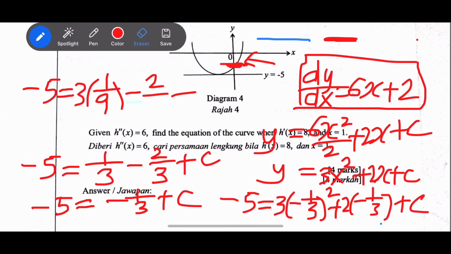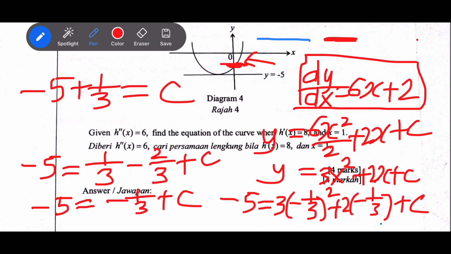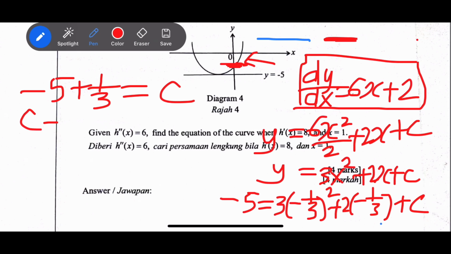So then the c is actually negative. Obviously, you can see the y-intercept for the curve is actually below the 0. Yes, c is negative 5 plus 1 over 3, which is negative 15 plus 1 over 3. So the c is negative 14 over 3. When I see c is negative 14 over 3, I'm very confident because if you look at the graph and the y-intercept of the curve, it's logically right. So c is negative 14 over 3.